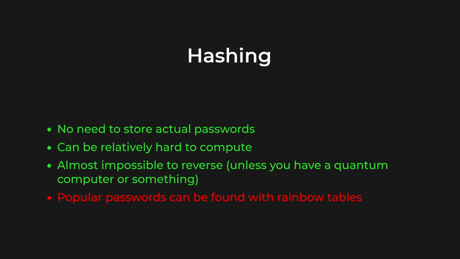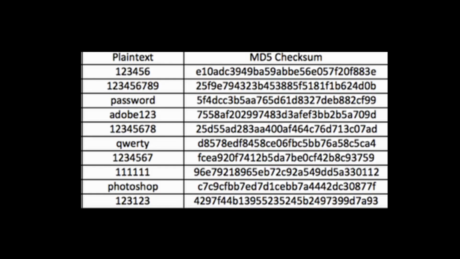But here is the thing. If you have a lot of free time, you can collect all the popular passwords and create what's called a rainbow table. A rainbow table is a pre-computed table or a dictionary of passwords and their hashes. So if you are a big bad hacker and you stole our database, you can use a rainbow table to get at least some popular passwords for some users.